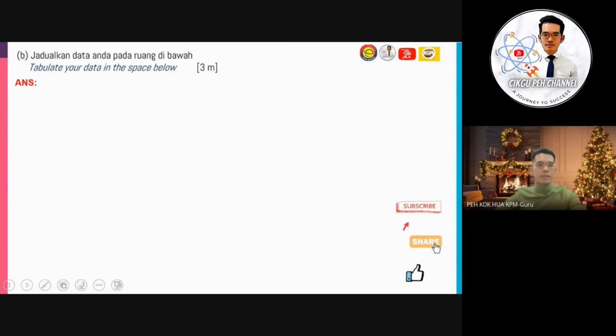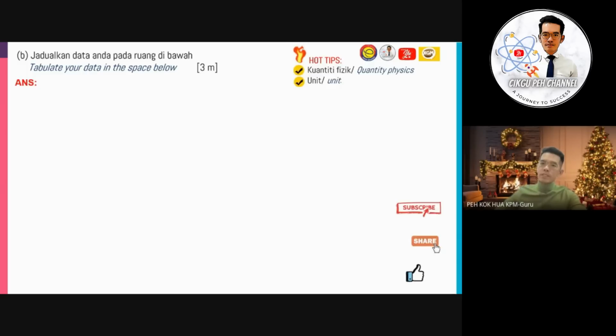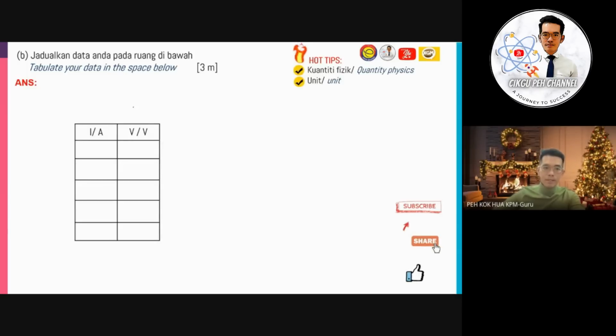Okay, so next, question B: tabulate your data in the space provided. First, you need to give the physical quantity and units in your table. And this one I already discussed in detail in episode 1, so it will be the same as episode 1. The symbols you need to state in your table are I and V, which are already stated in the question. You are not allowed to change to other symbols.